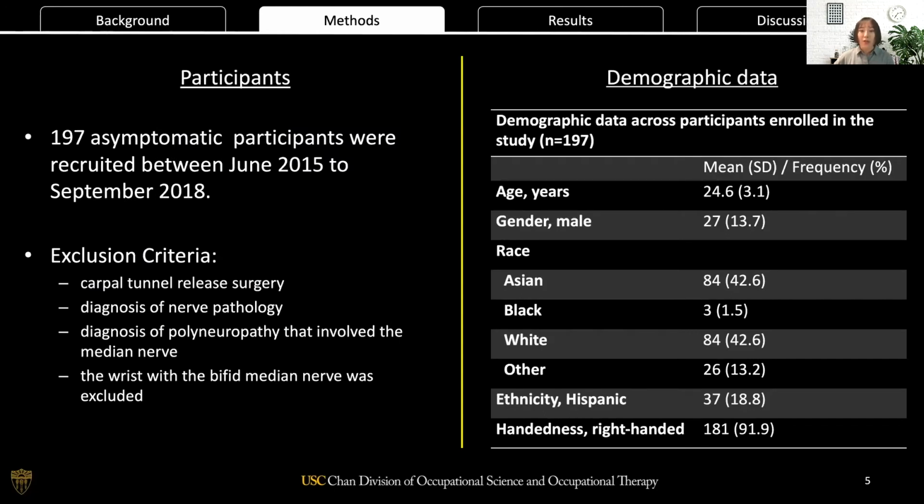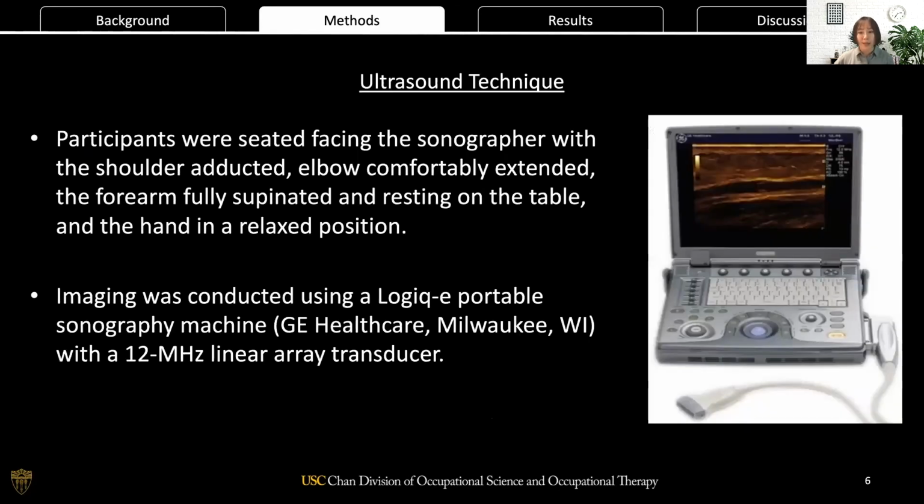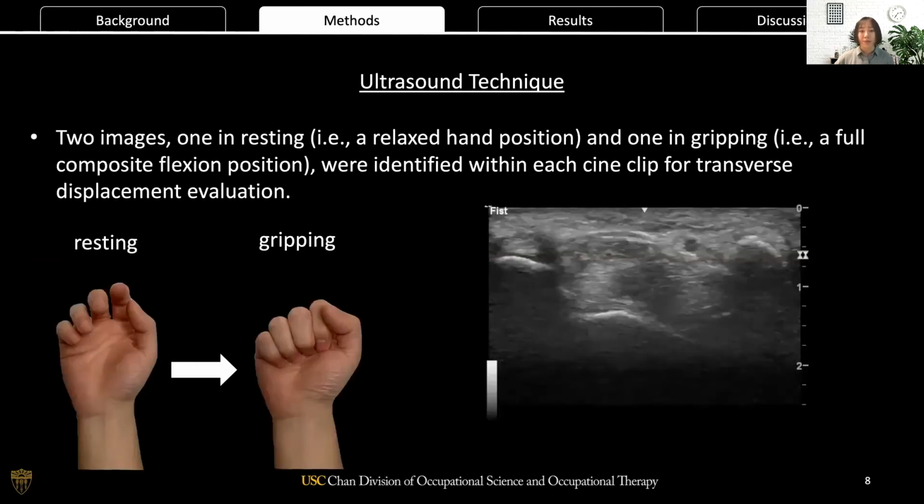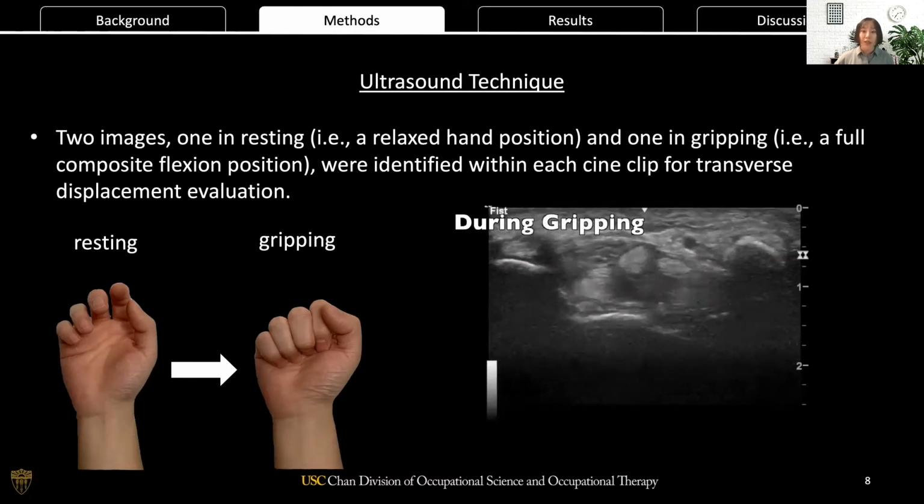Our sample was almost 200 people, primarily 25-year-old females. All participants went through a sonography examination in a standard position with a 12 MHz transducer. We recorded videos in both transverse and longitudinal planes. For today's presentation, I'll first talk about how we look at the dynamic movement in the transverse plane. We asked the participants to open and close their hand while we recorded the video clip. For example, this video shows the hand in resting position, during gripping, in gripping position, and changing back to resting.